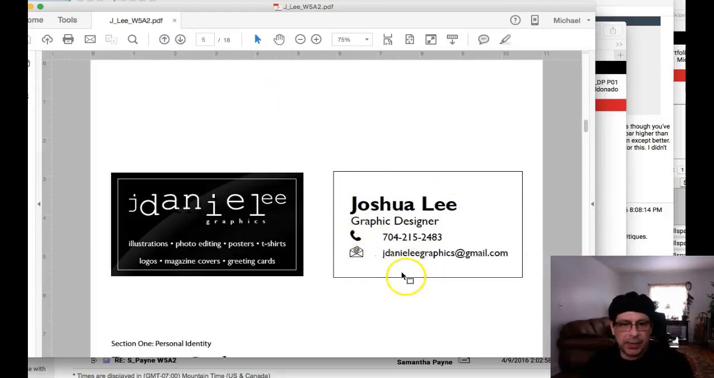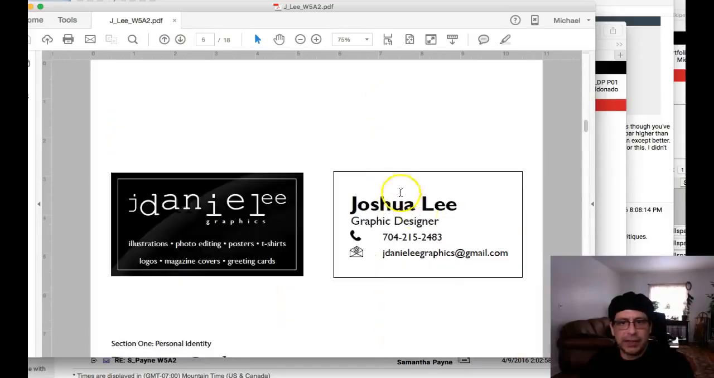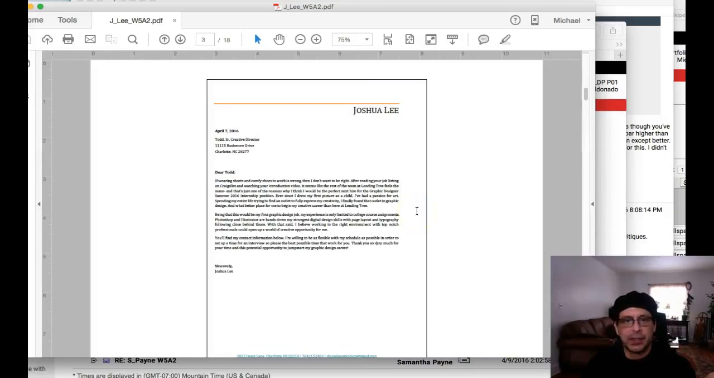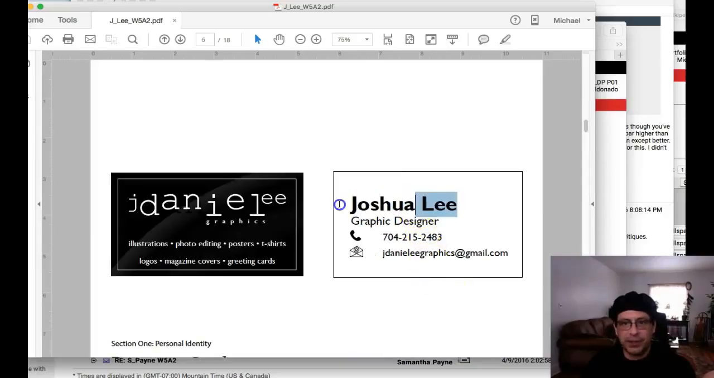Again, this looks good. I would like to have seen you bring those colors into that card right there. This is your identity, okay? So this type here should be the same as this type here. The color should be the same. The type should be the same. And the general layout should be the same, okay?